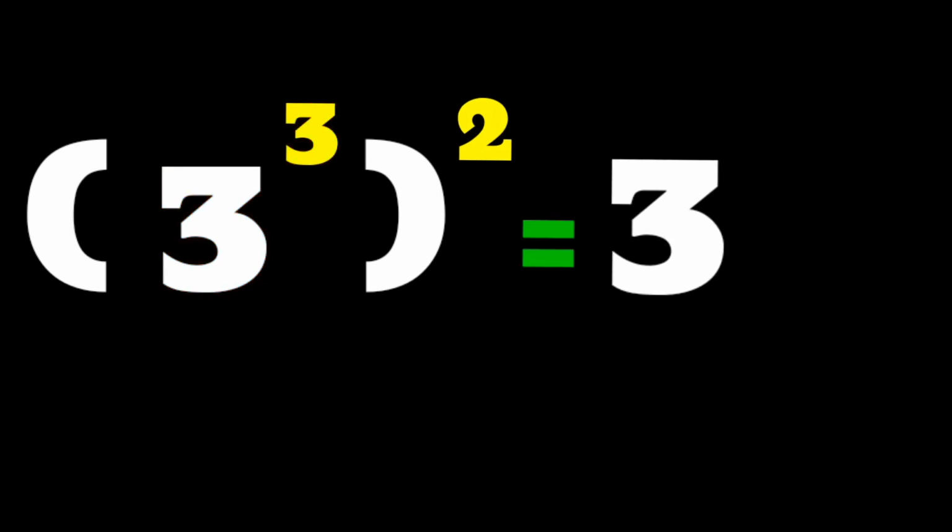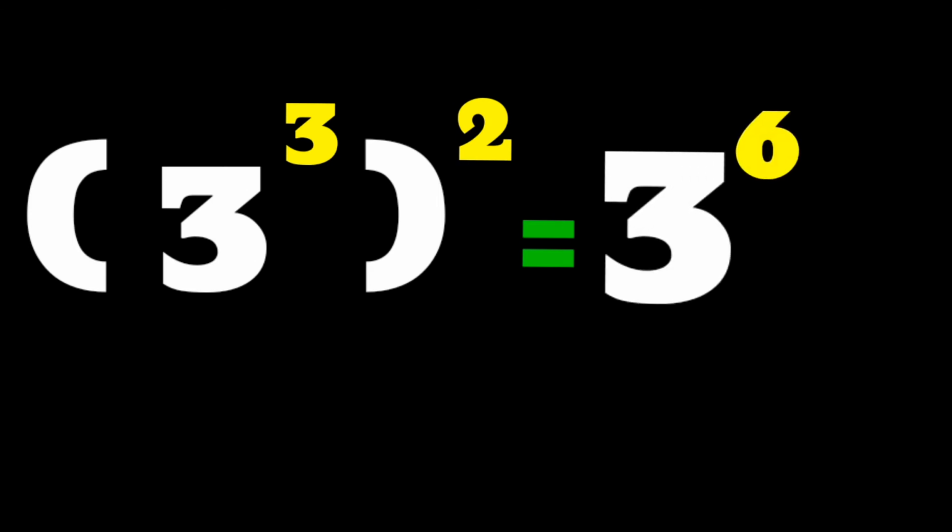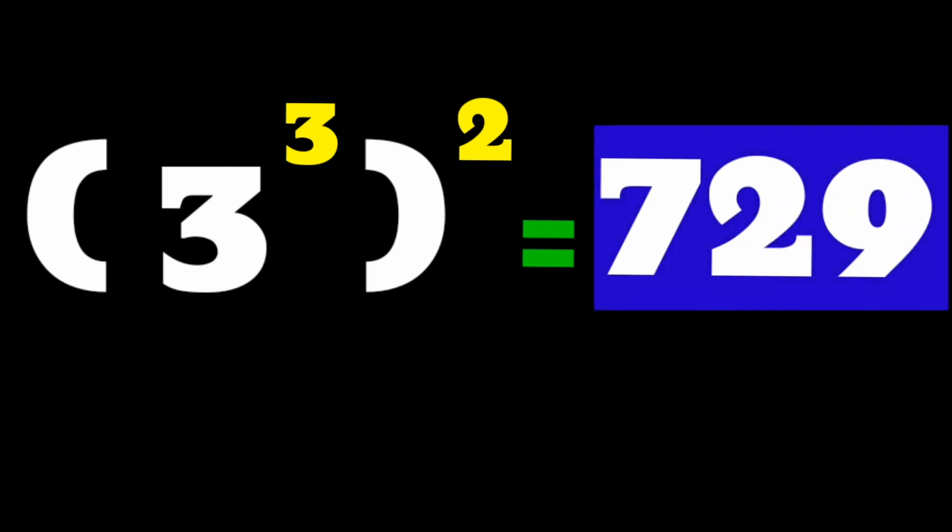Example 2. 3 cubed raised to the second power. Copy the base and multiply the exponents. 3 times 2 equals 6. And 3 to the sixth power is 729, which is the final answer.